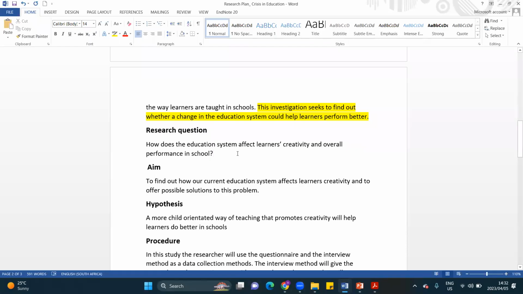Remember, we said the question mustn't be a yes or a no, right? If the learner had started with "does," then you could say yes or no. But in this case, the learner says, "How does the education system affect learners' creativity?" So the learner is looking at something measurable here. How does it affect? Okay. The aim is to find out how the education system affects learners' creativity. Again, linked to the research question.